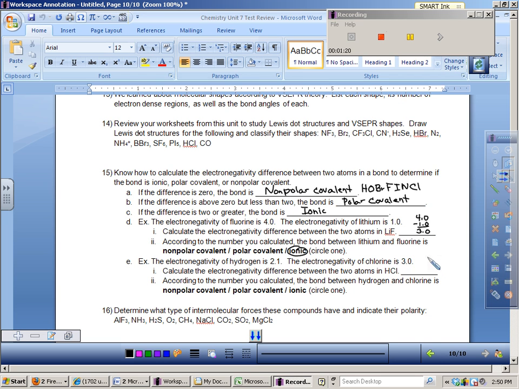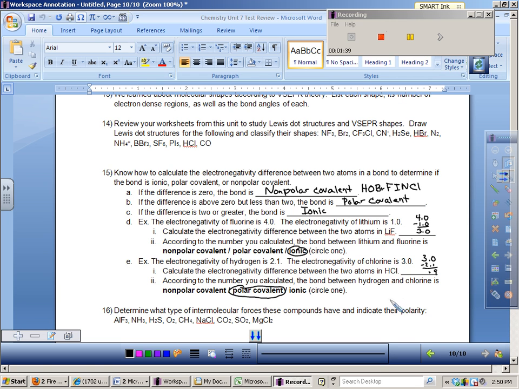For hydrogen and chlorine, again, it's going to be big minus little. So the chlorine minus the hydrogen of 2.1, we get a difference of 0.9. That falls between the 0.1 and the 1.9. That means it'll be polar covalent.